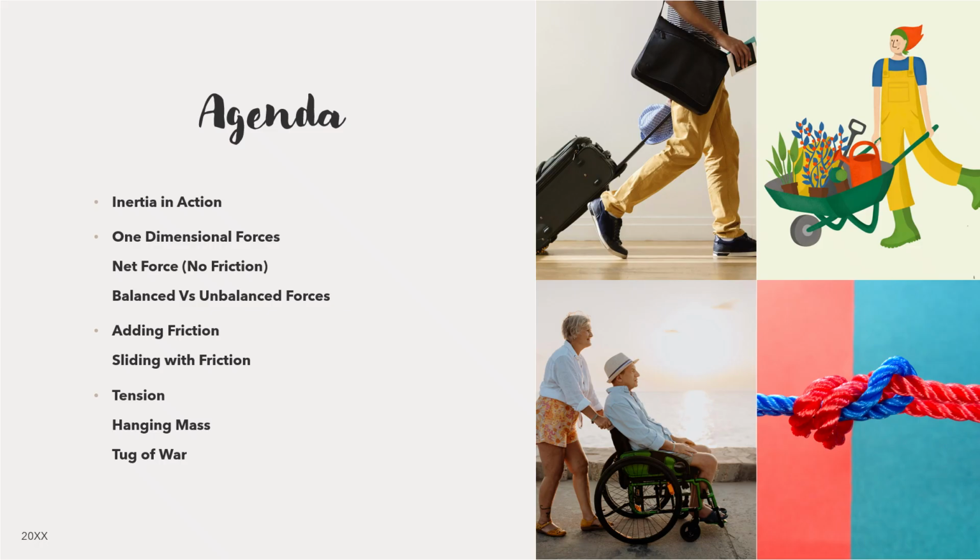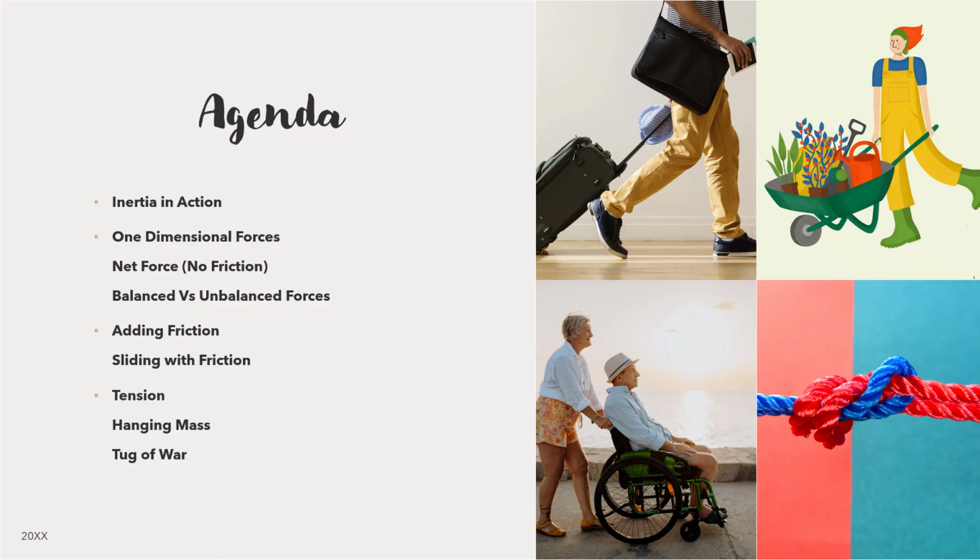Today's agenda is going to be going over Newton's first law of motion and second law of motion. We're going to have multiple examples using net force, balanced and unbalanced forces. We are also going to add friction and tension, and we're going to use a couple of examples: sliding with friction, hanging mass, and tug of war.